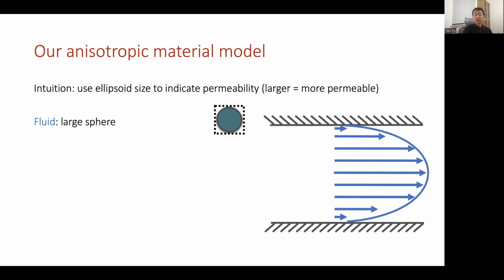And here, the dimension of the circle has an intuitive interpretation. It indicates the permeability of the material along any particular direction. Basically, it means how much I want the flow to pass through me. So larger permeability means that it will be more fluidic, because I allow water to go through this area. And for fluids, it has to be a big circle because along all directions, there's no reason to inhibit any flow.